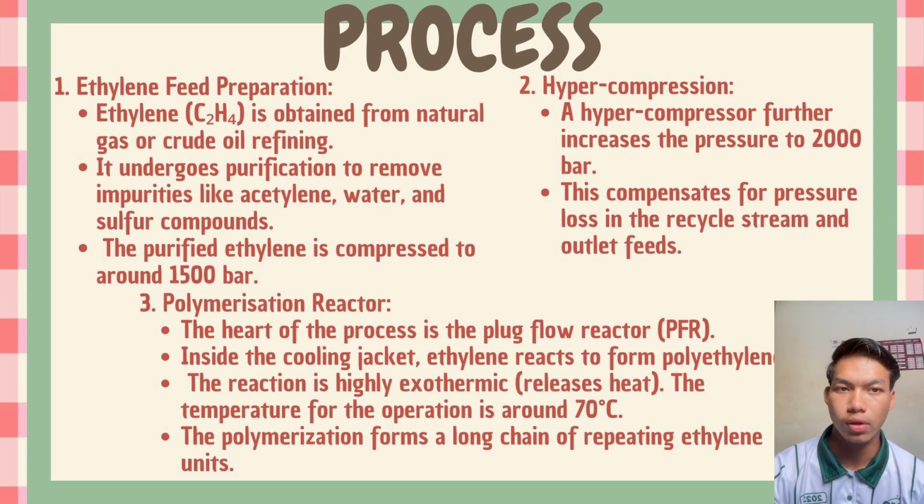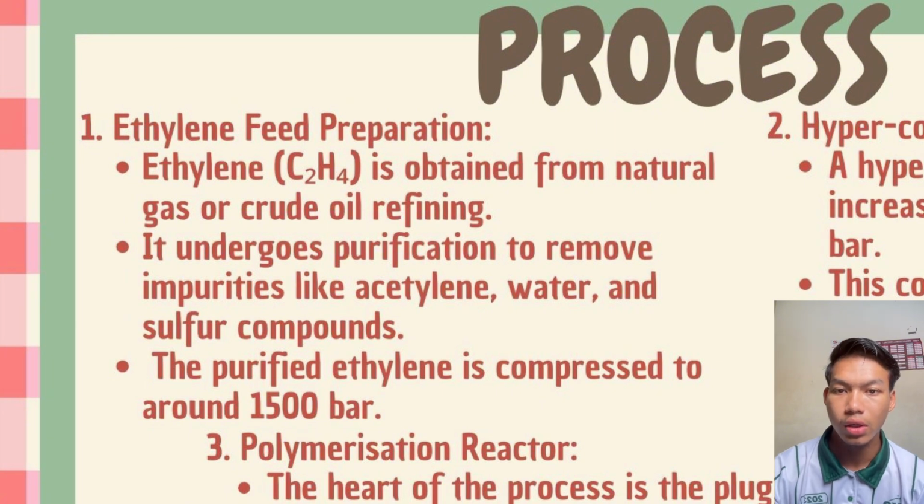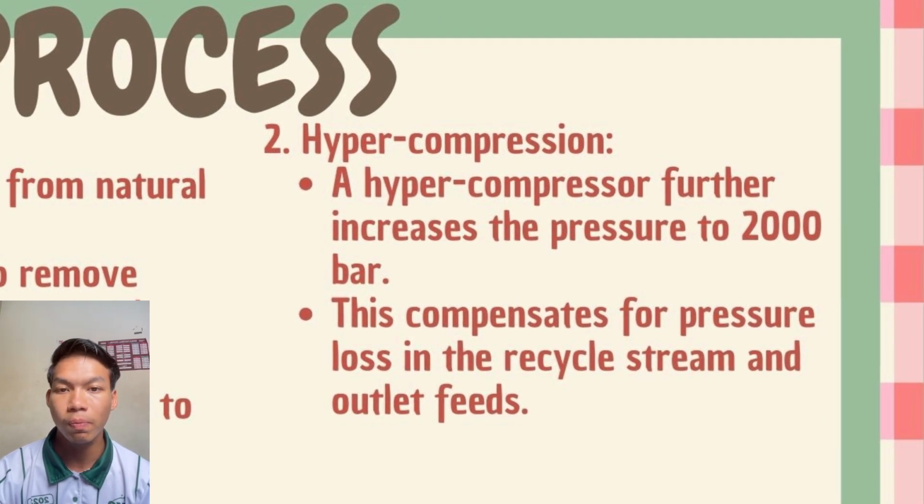Okay, so we move to the process. The first process is ethylene feed preparation. Ethylene, which is C2H4, is obtained from natural gas or crude oil refining. It undergoes purification to remove impurities like water and sulfur compounds. The purified ethylene is compressed to around 1500 bar. The second process is hypercompression. A hypercompressor further increases the pressure to 2000 bar. This compensates for pressure loss in the recycled stream and outlet feeds.